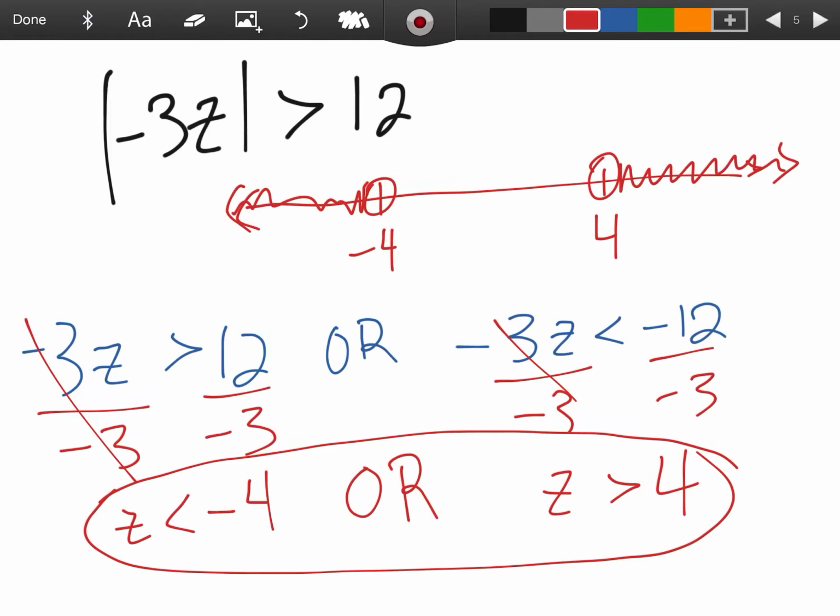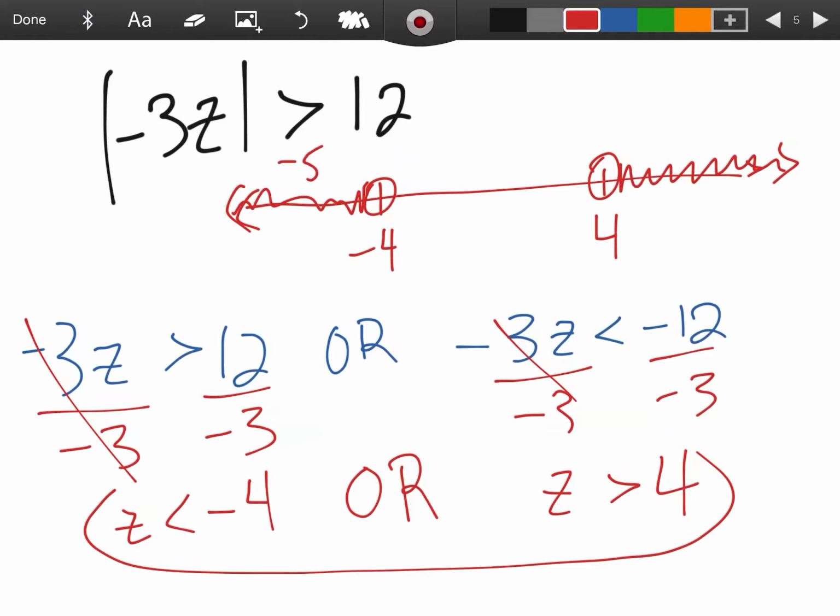Let's just plug in some values. So say you're not sure if it's falling on the outside, the inside, you're not sure. Well, let's try some values. Let's plug in a value that falls over here first. Let's try out negative 5. Right, if I plug in negative 5, negative 3 times negative 5 is 15. Absolute value of 15 is 15, which is greater than 12.